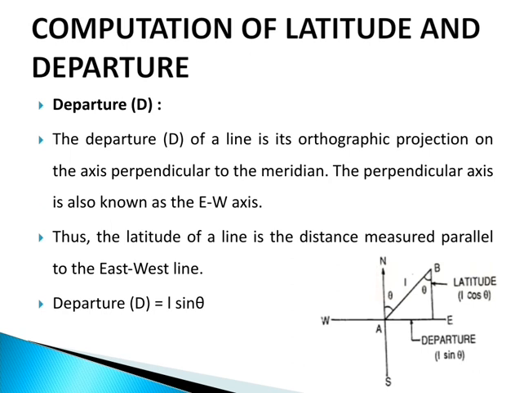Next is departure, denoted by capital D. The same formation is in the image. The departure of a line is its orthographic projection on the axis perpendicular to the meridian. The first one is parallel, this one is perpendicular to the meridian. The perpendicular axis is also known as the east to west axis. Thus, the departure of a line is the distance measured parallel to the east-west line, and departure D is given by l sin theta.